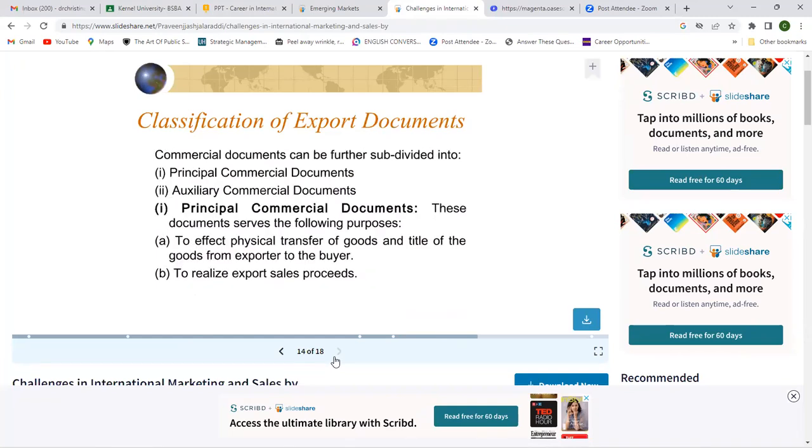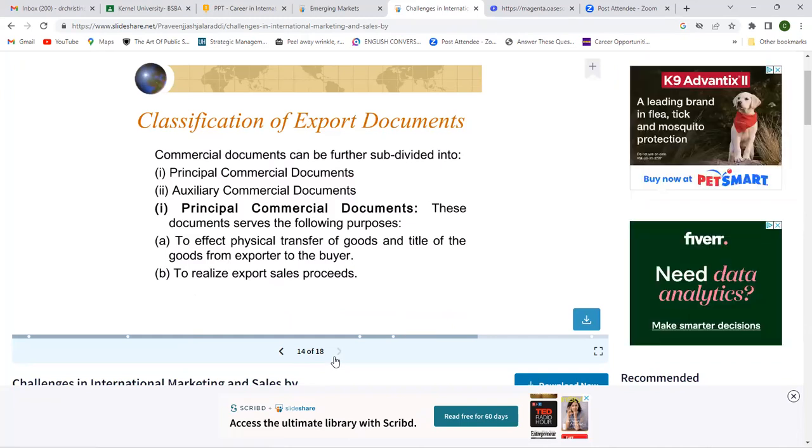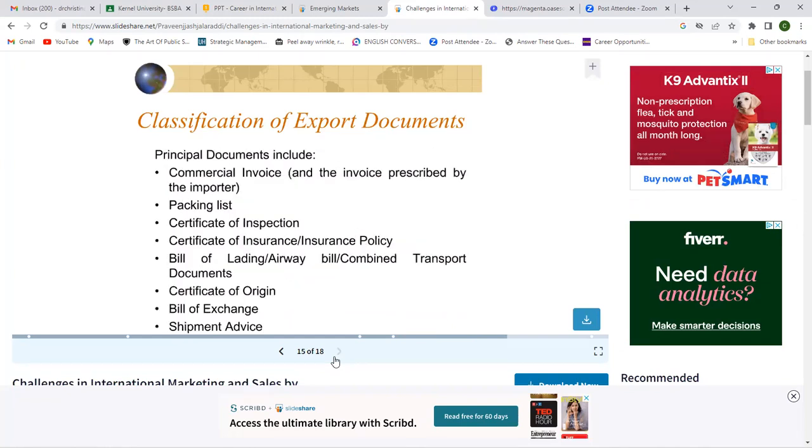sales contract. Commercial documents can be further subdivided into principal commercial documents and auxiliary commercial documents. Principal commercial documents serve the following purposes: to effect physical transfer of goods and title of the goods from the exporter to the buyer, and to realize export sales procedures.